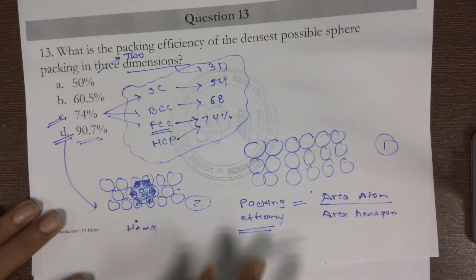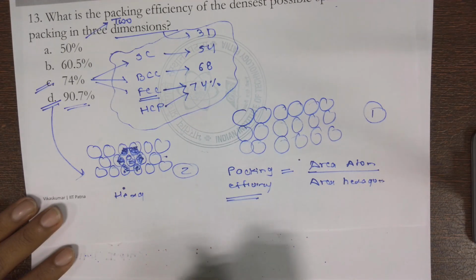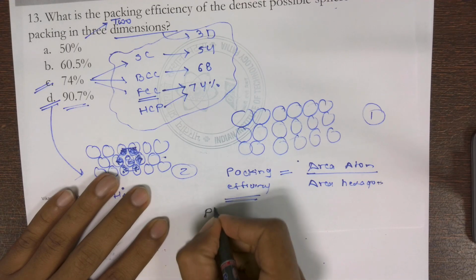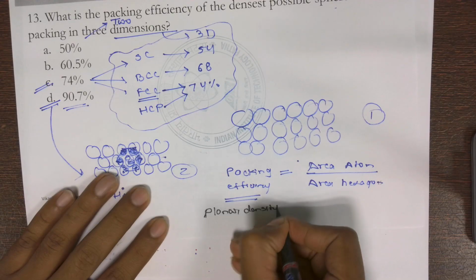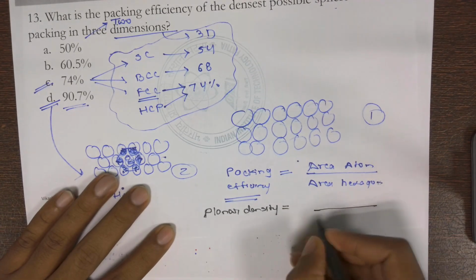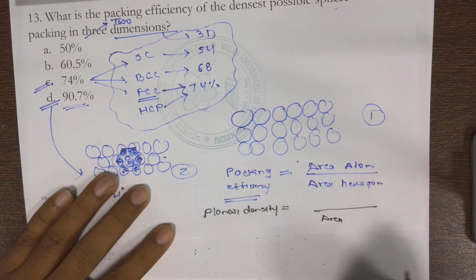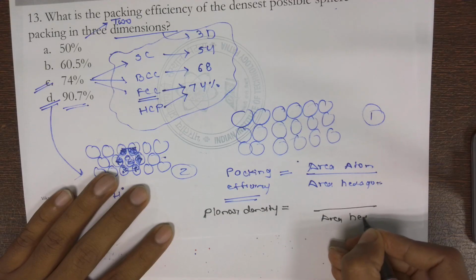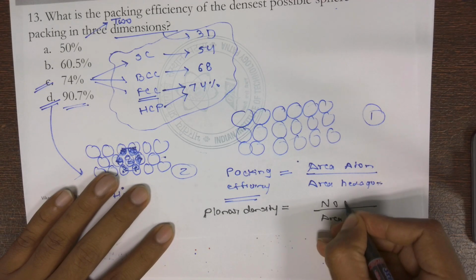I usually saw a couple of my friends who get confused between the packing efficiency and the planar density. So we'll clarify here itself. The bottom will remain as it is: the area of the hexagon, or area of the particular plane if they are talking about a certain plane. Above will be the number of atoms.